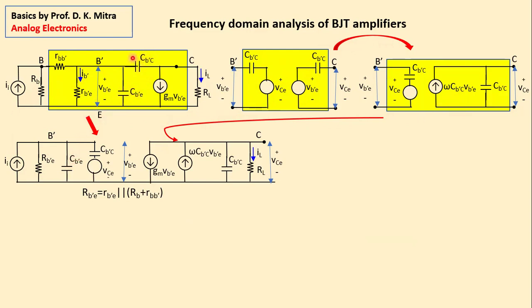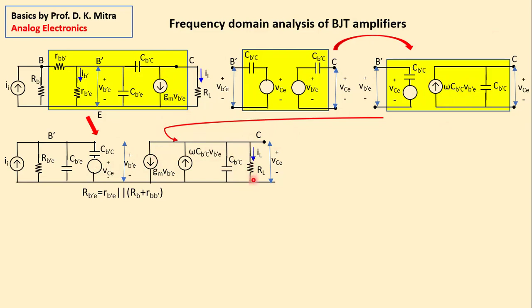Now this capacitance has been divided into two parts. One part is here, C B'C, supplied by VCE. And on the right hand side, this part, right? This is this one, and this capacitor C B'C and this gmVBE was already there. Resistor RL was already there.